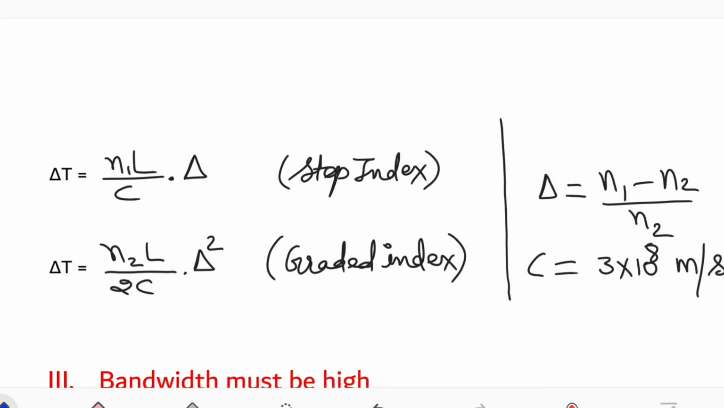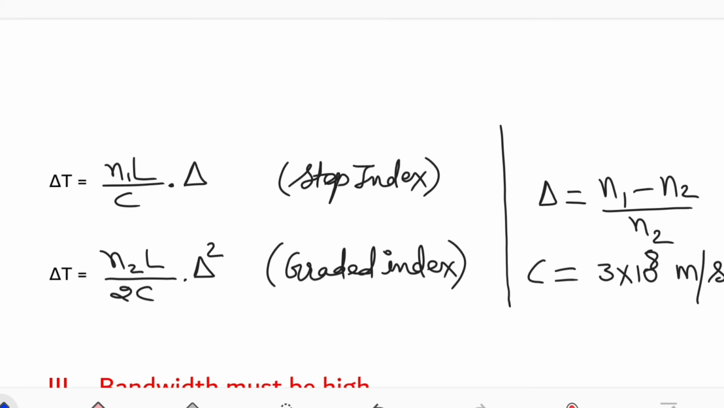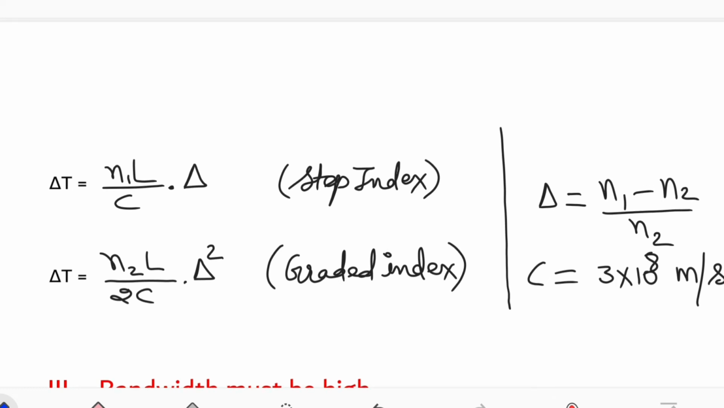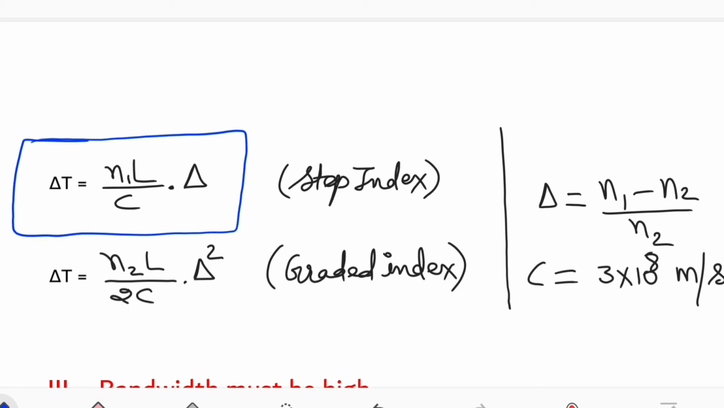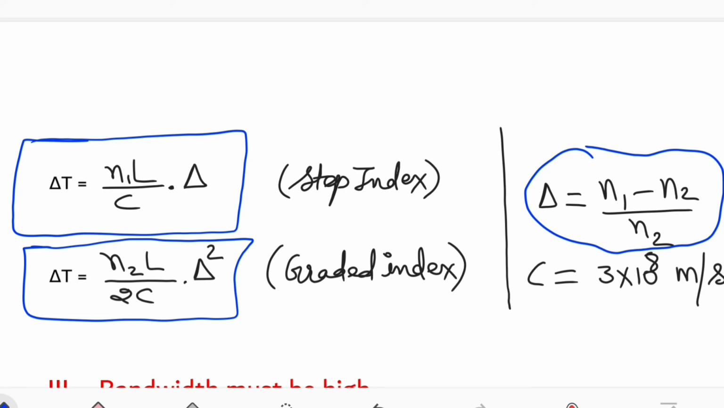There must be a time gap between two pulses in order to reduce the pulse distortion. For the step index fiber, we have to use this formula in order to reduce the pulse distortion. So delta t is equal to n1 L upon c into delta. Here delta is the value over here, n1 is the refractive index of the core itself, and n2 is the refractive index of the cladding. These two formulas are important, and we can directly calculate the value of delta t for which a pulse distortion can be avoided.